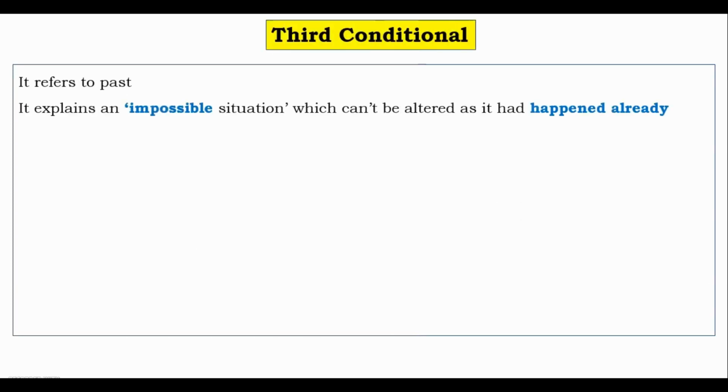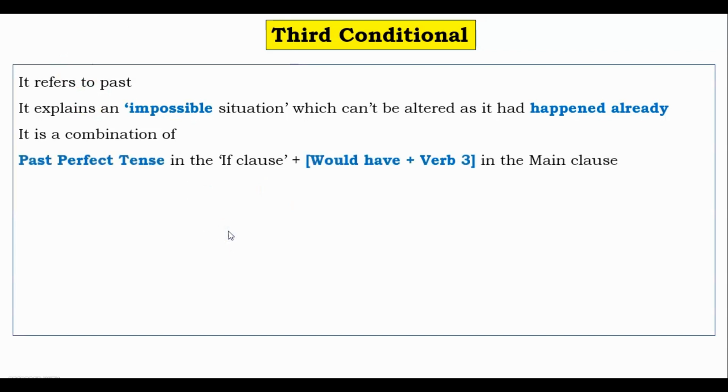It refers to the past. It explains an impossible situation which can't be altered as it had happened already. We can't change it. It happened in a certain past time. It is a combination of past perfect tense in the if clause, would have plus verb 3 in the main clause. Okay, past perfect, that is had plus V3. So both the verb forms are V3 only in this particular conditional.